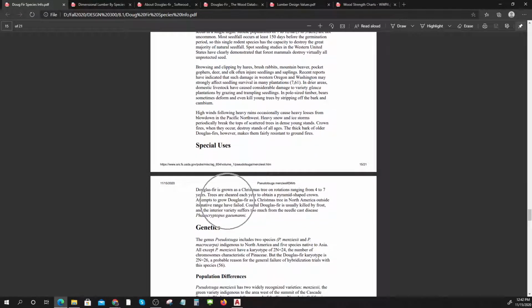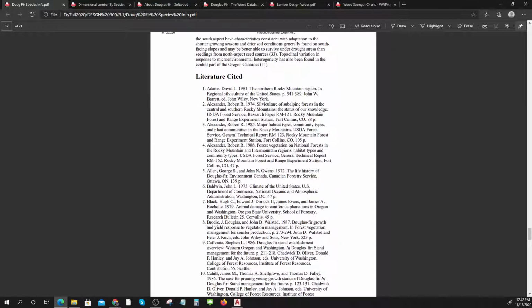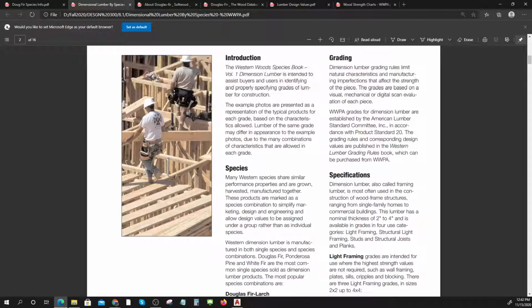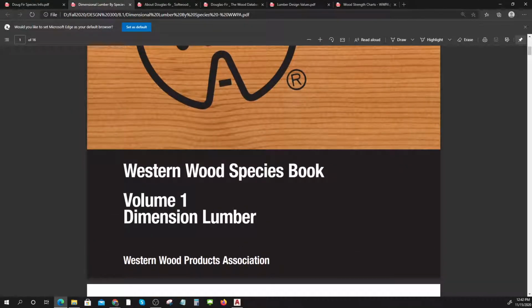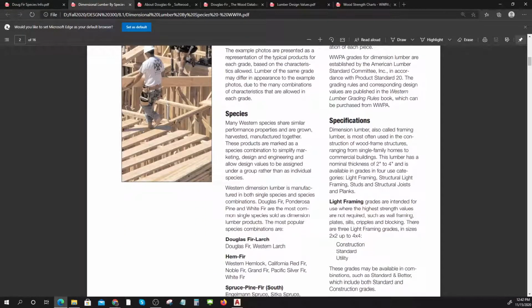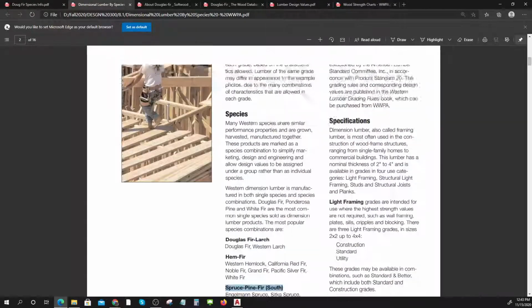Special uses, Christmas trees. You don't need that because we're not talking about Christmas trees. We're talking about using it for building. And so there's a little bit. Here's some dimension. There it is right there. This is from Western Wood Species book, Western Wood Products. Some of the species, there it is, Doug fir, Western larch. Here are some of the other ones we talked about, hemlock and spruce pine fir.